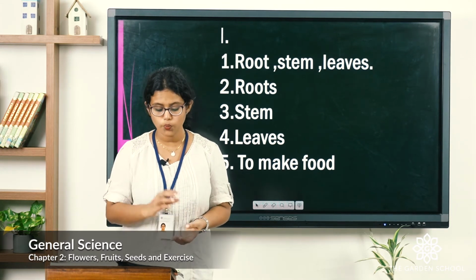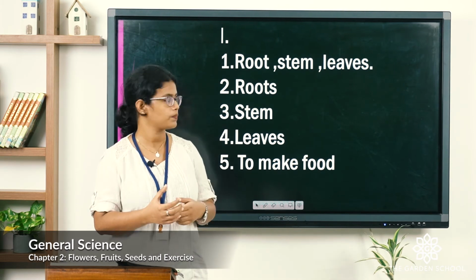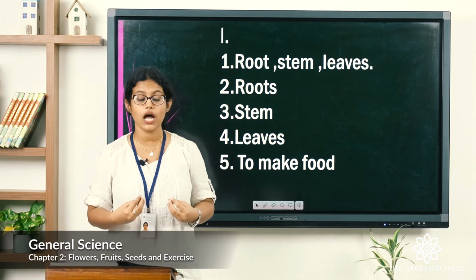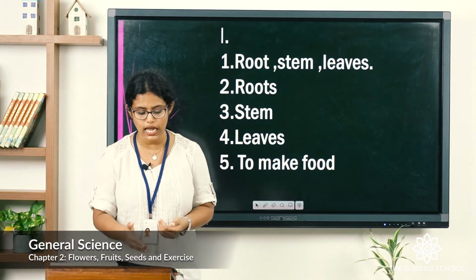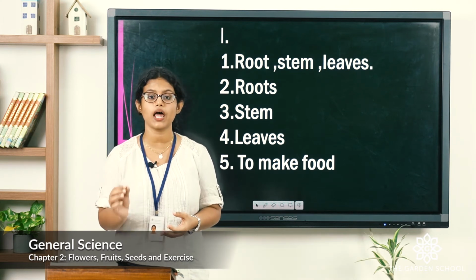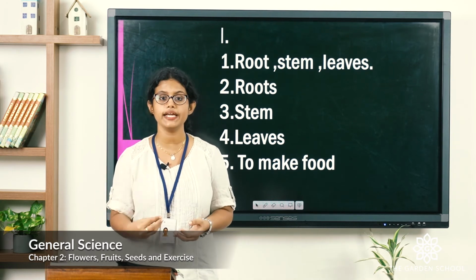The fourth one, which part soaks up sunlight? So which part soaks up sunlight? The answer is leaves. Fifth one, why do plants soak up the rays of the sun? In the last sentence you can see, leaves soak up the rays of the sun and help the plant to make food. So why do they soak up the rays of the sun? To make food.